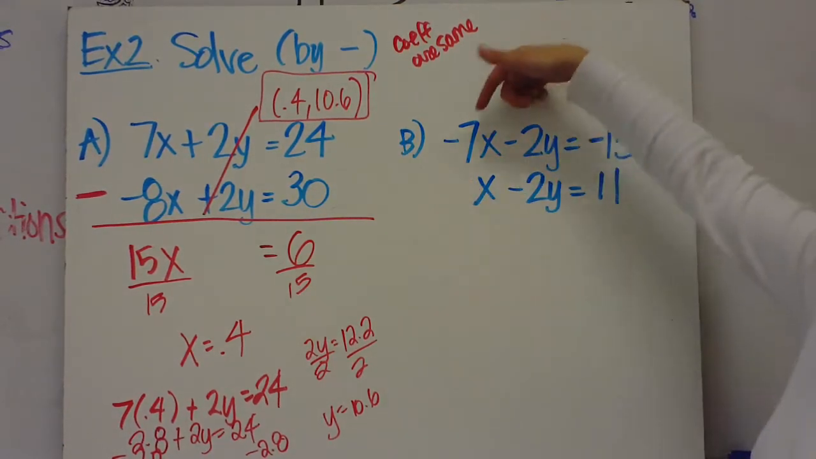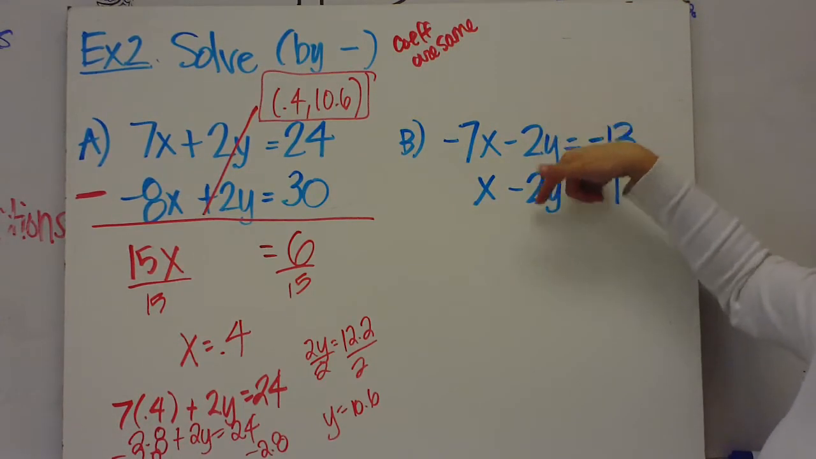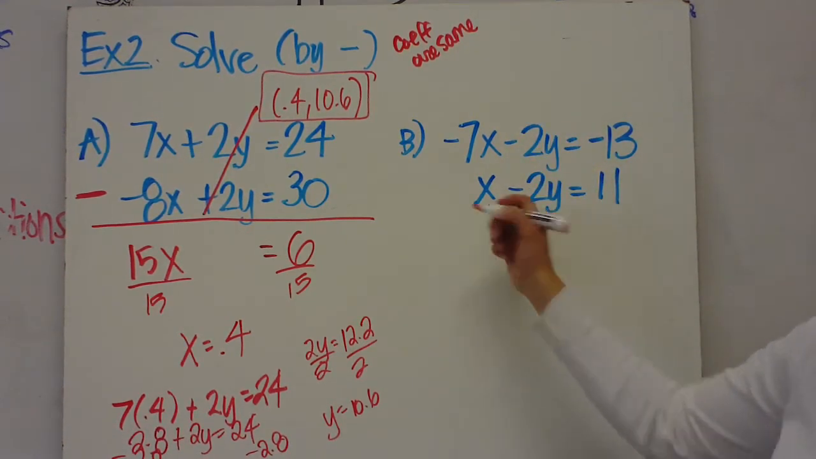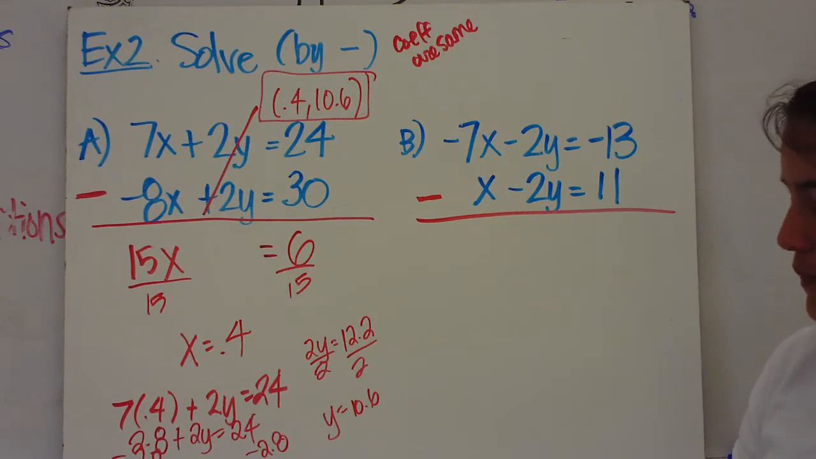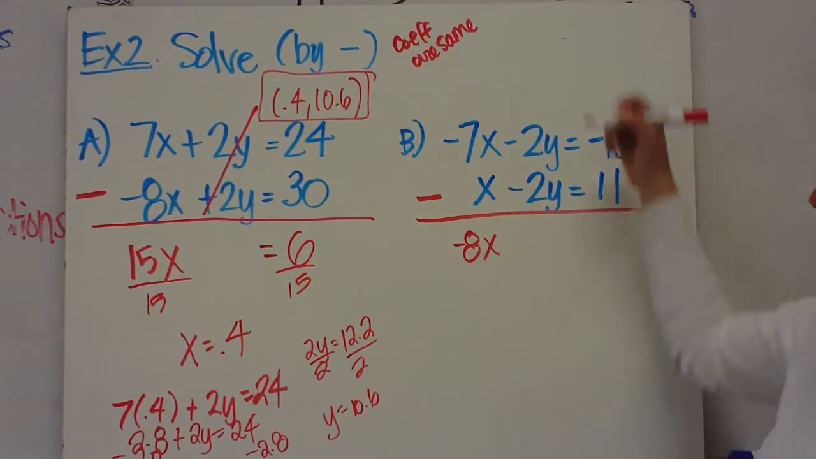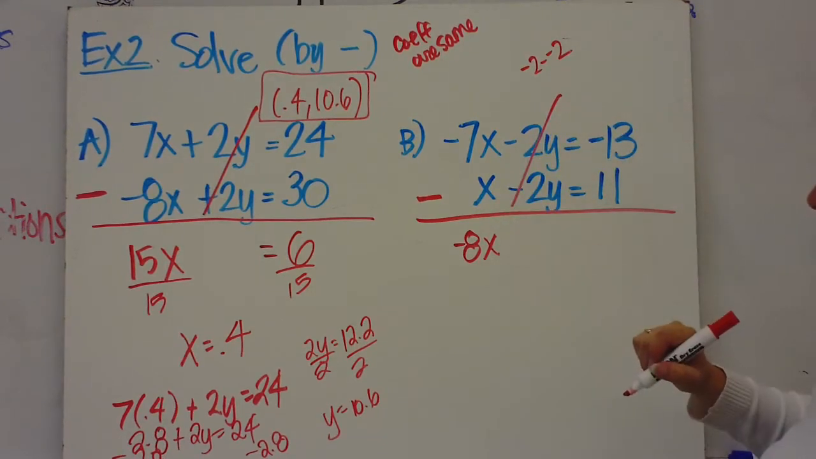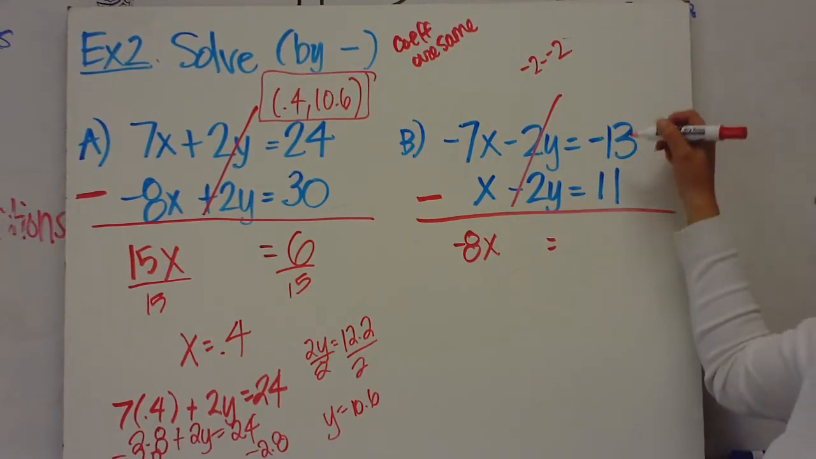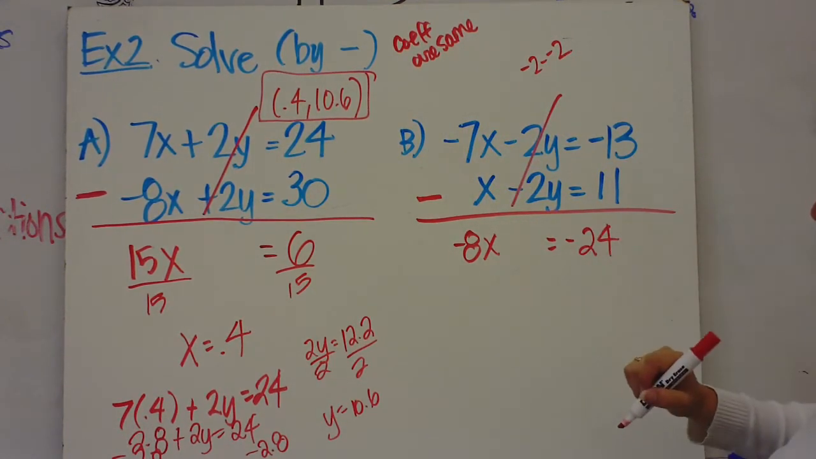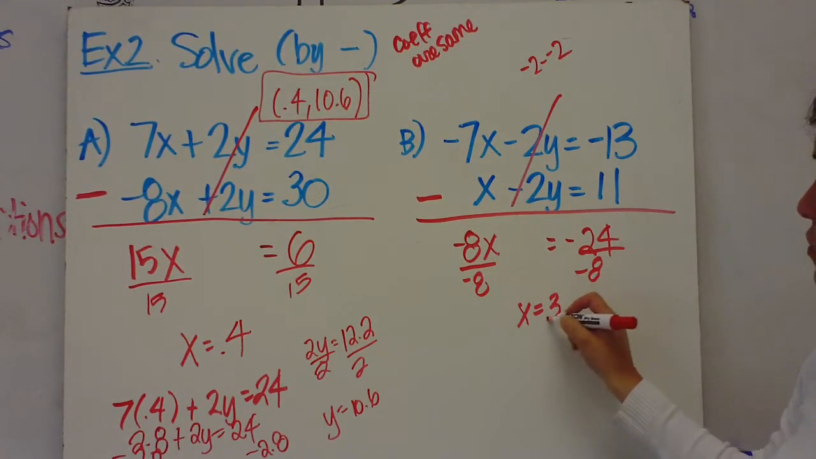Look at example B. I have negative 7x and a positive 1, and I have a negative 2 and a negative 2. So when you have the same exact coefficients, both are negative, then we are going to subtract the equations. Negative 7 minus 1 is negative 8x, and negative 2 minus negative 2 is going to be 0, and this is going to equal negative 13 minus 11, which is negative 24. We have to divide both sides by negative 8, and x equals 3.